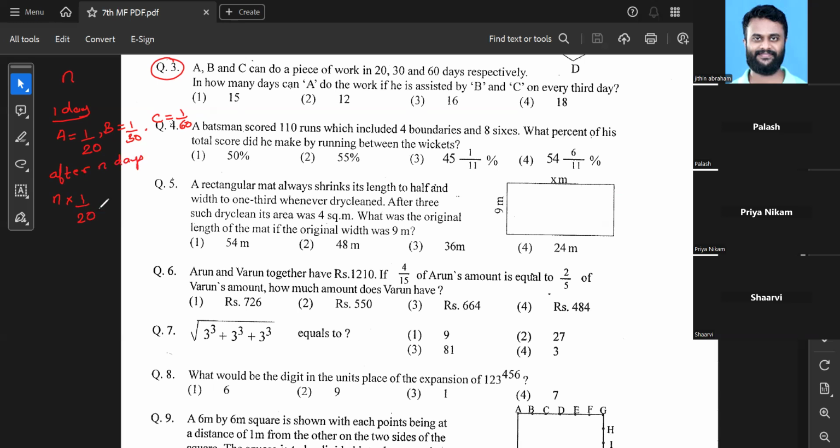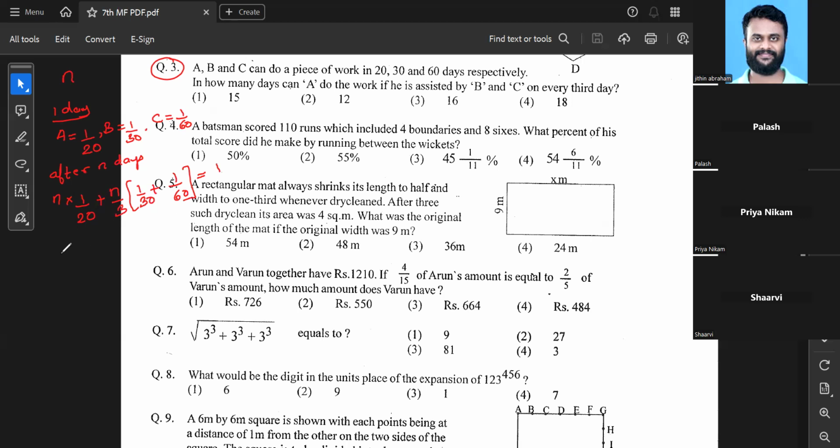the amount of work completed will be n multiplied by 1 by 20, plus on every third day B and C are going to join, right? So B and C's work will also be every third day, which means n by 3 multiplied by B plus C's 1 day work, that is 1 by 30 plus 1 by 60. This much amount of work will be done. Since everything is in fractions, I will consider the total work as 1. So this will be equal to 1. You have to equate it with 1.